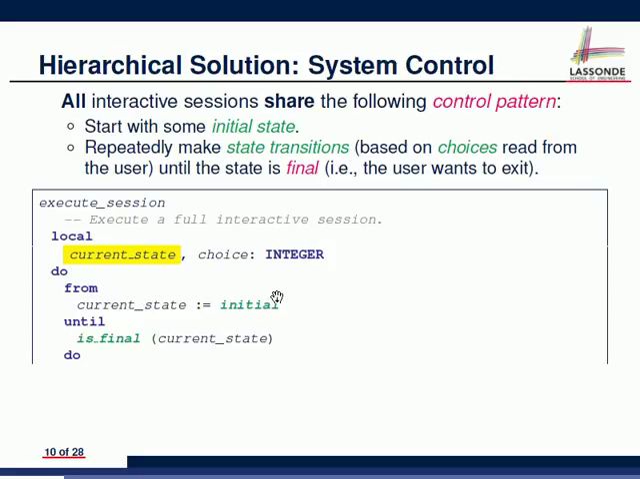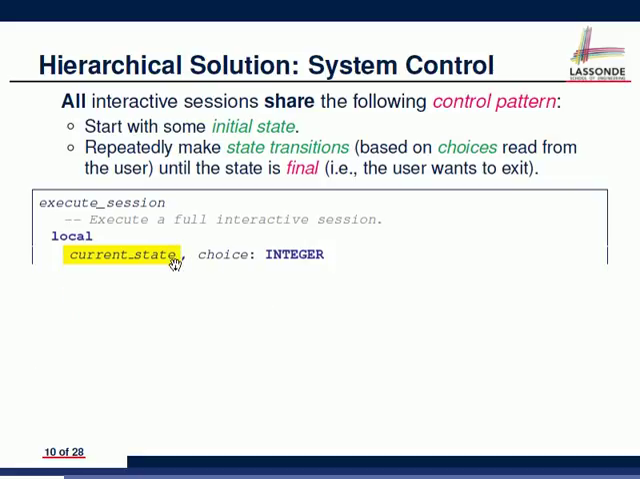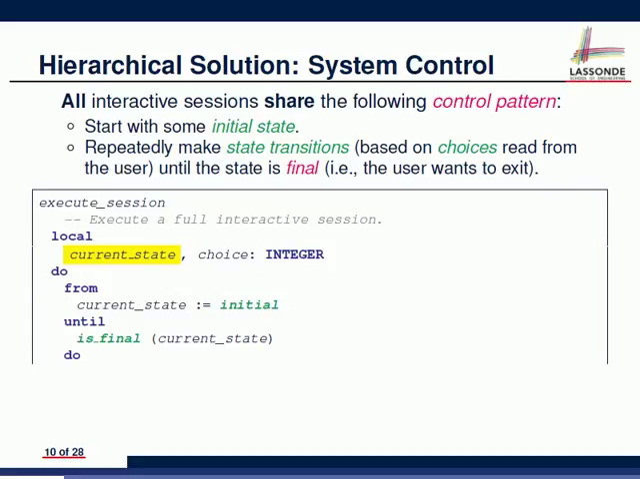So we're going to have some local variables. We have current states and also choice. They're both integers, no objects just yet. And then we have a loop: the current state starts as the initial state, whatever it is, and we continue until we reach the final state, which means we're going to terminate the application. We're going to do the following actions for every state.